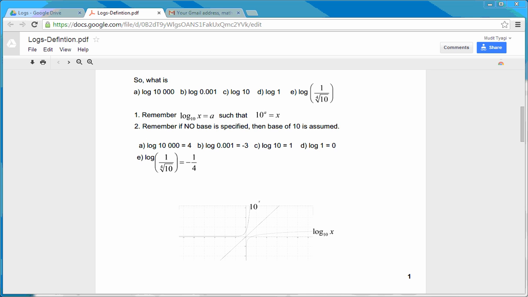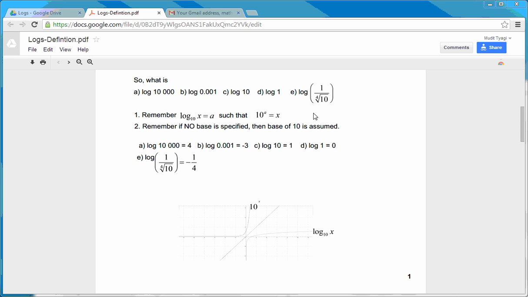Let us solidify our understanding of what logs are by doing some more practice. So last time we had practiced with the first question, what is log of 10,000? And remembering that log of x to the base 10 equals a means that when 10 is raised to the power of a, you get x, or the value of log of x to the base 10 is the number by which you must raise 10 so that you get back x.